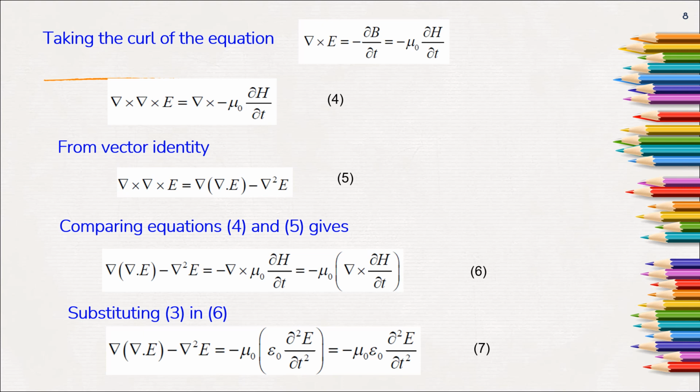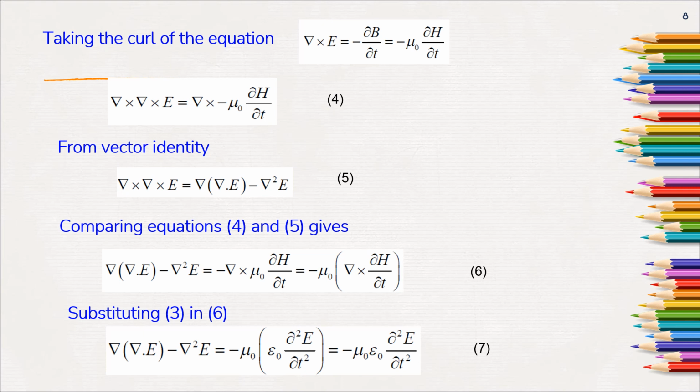Now we have a vector identity. Del cross E is equal to del into del dot E minus del square E. Right. Now I rearrange that, that is, look at del into del dot E minus del square E, which is this part. This part is nothing but equated to the right hand side of equation 4, minus del into mu naught into dou H by dou T, or minus mu naught into del cross of dou H by dou T.